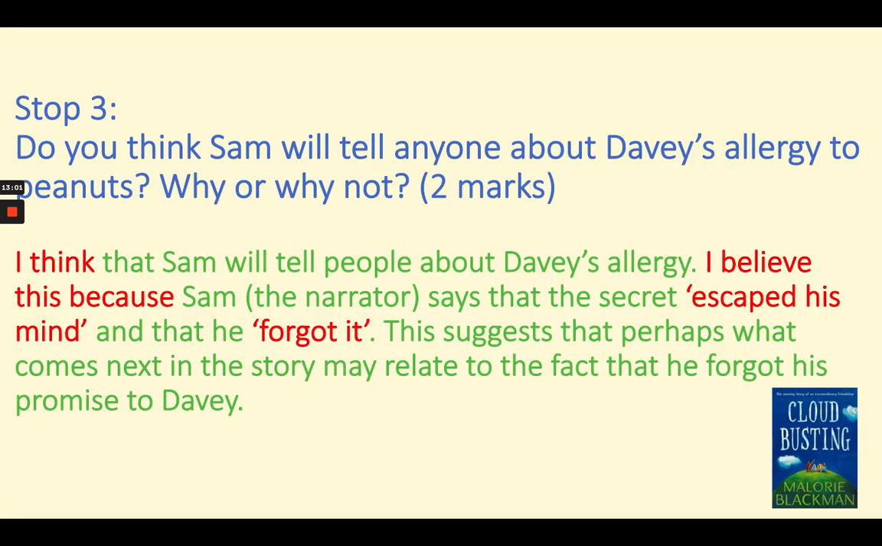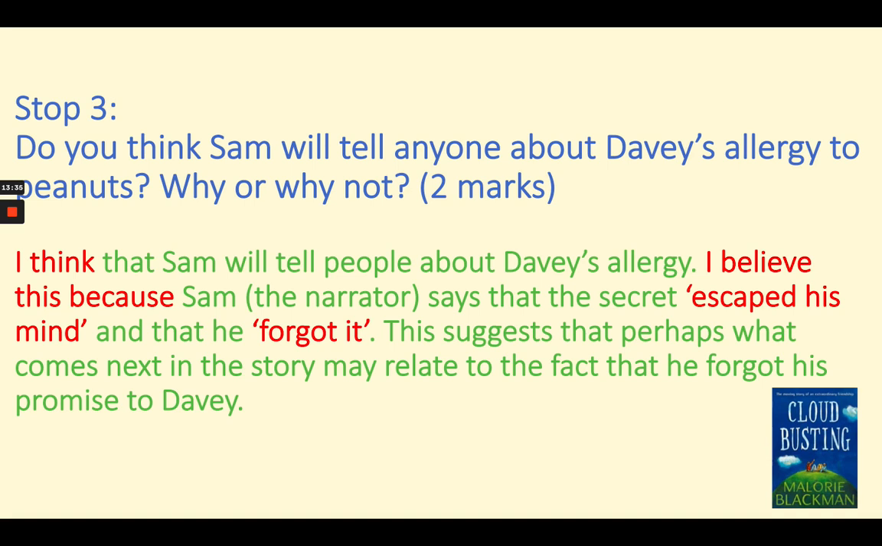Awesome job. Let's take a look at my answer. I think that Sam will tell people about Davy's allergy. I believe this because Sam, who is narrating the story, says that the secret escaped his mind and that he forgot it. This suggests that perhaps what comes next in the story may relate to the fact that he forgot his promise to Davy. Did you have a similar answer, Year 6?